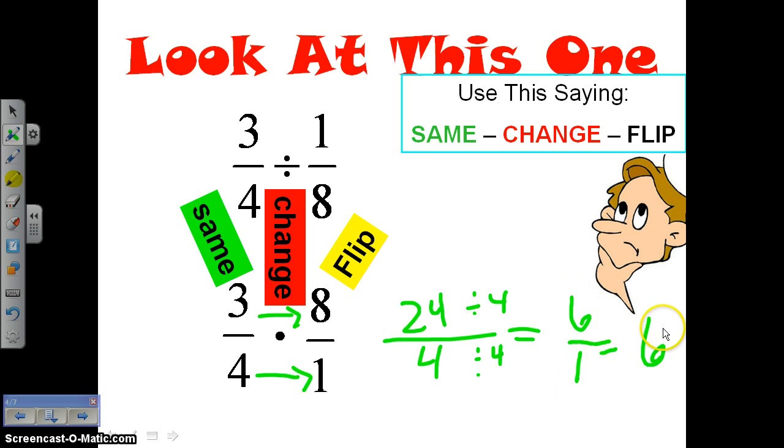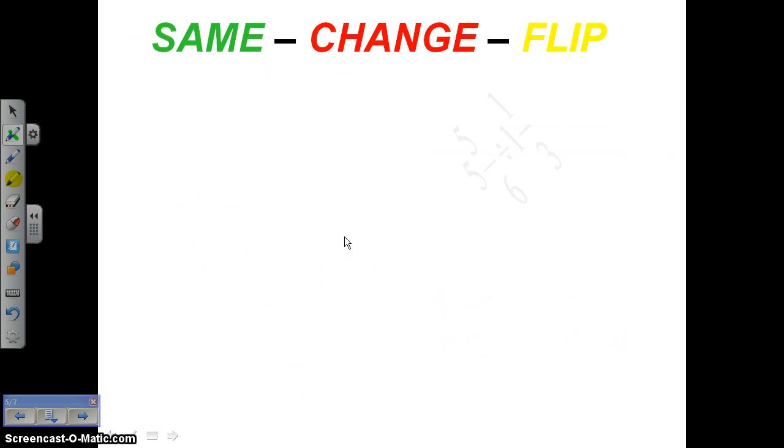or just 6. So the other thing that I want you to be thinking is same, change, flip. Notice another word for that flip is the reciprocal. Okay, you can choose any way you wish, but whatever works for you. Let's take a look at one more, except this time we have mixed numbers.